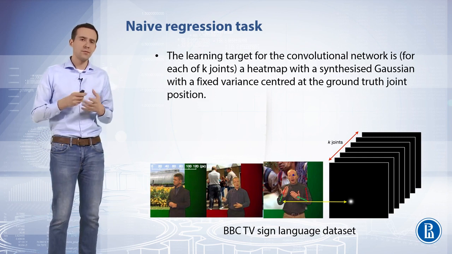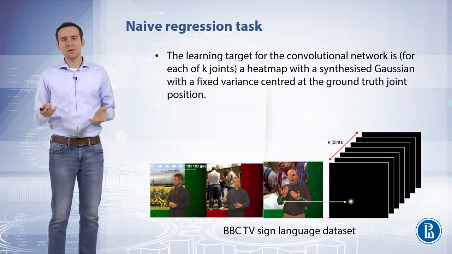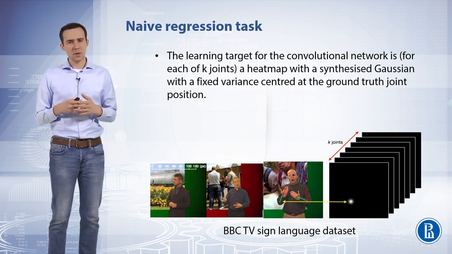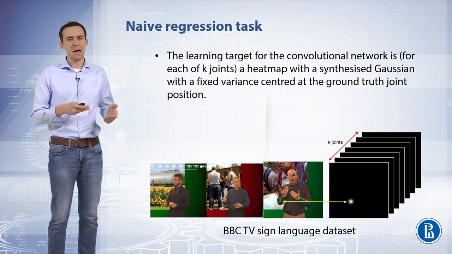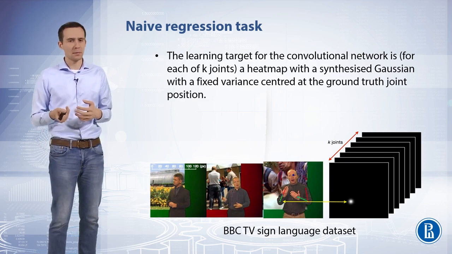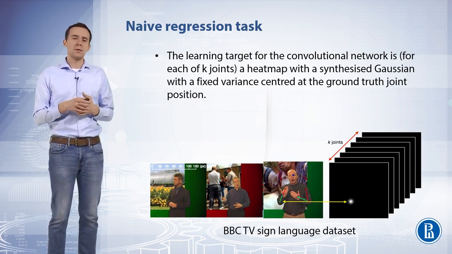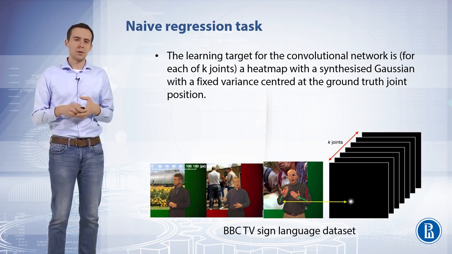This network can be fully convolutional, and the loss can be L2, which penalizes the squared pixel-wise differences between the produced heat map and the synthesized ground truth heat map. Of course, the approach of regressing the location of key points is naive for more complicated tasks.